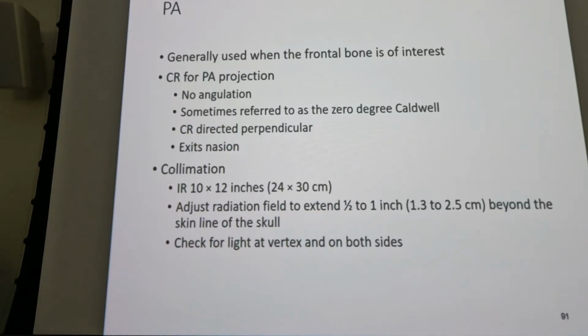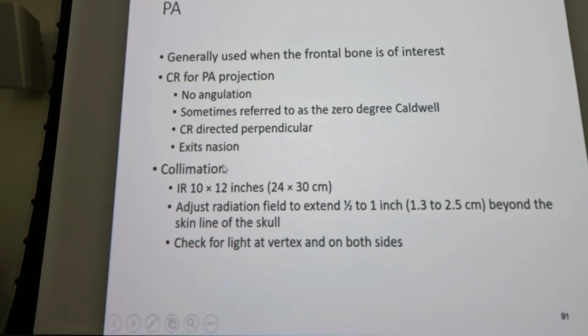Okay? So on the test, if you have a question that says you got a PA with 15-degree angulation, that is a Caldwell, right? So a PA with a 25-degree cephalic angulation is what we refer to as a Haas. We'll get there here in a bit. PA, 15-degree caudal angulation, that's going to be your Caldwell. Caudal, Caldwell. PA, caudal, Caldwell. All right?